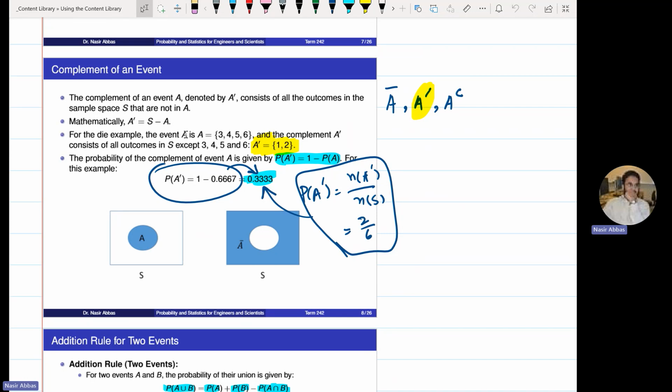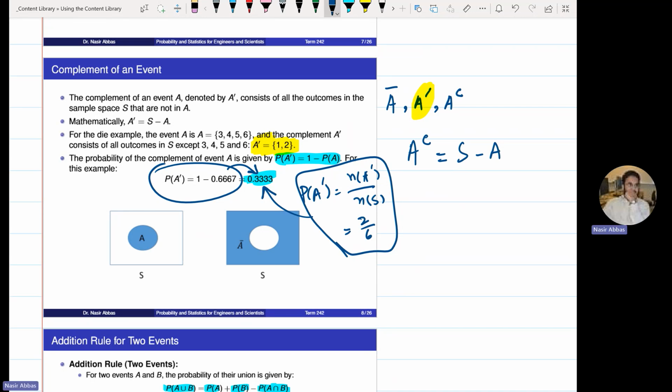Then we talked about the complement theorem. We said that the probability of the complement of an event is equal to 1 minus the probability of the actual event. Now, what is the identity behind this result? The identity behind this result is that A complement is equal to S minus A.